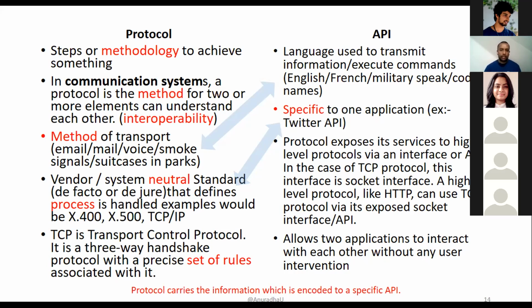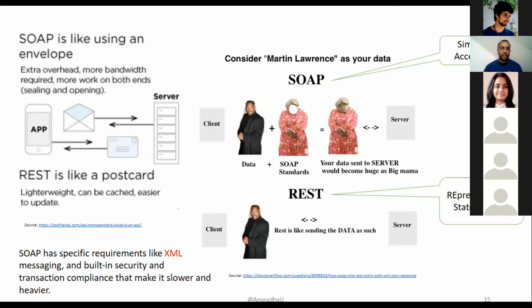So in summary, what I have written at the bottom of the slide is protocols carry the information which is encoded to a specific API. Right? So you'll understand that as we move forward. So two of the widely used APIs these days are SOAP, which stands for Simple Object Access Protocol, and then REST, Representational State Transfer. So one would say SOAP is a protocol, but we have SOAP-based interfaces, so SOAP-based APIs.